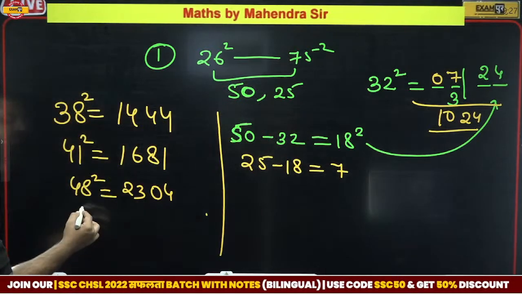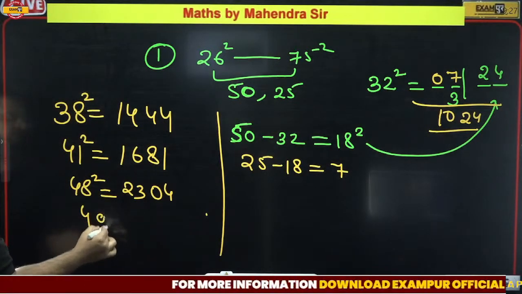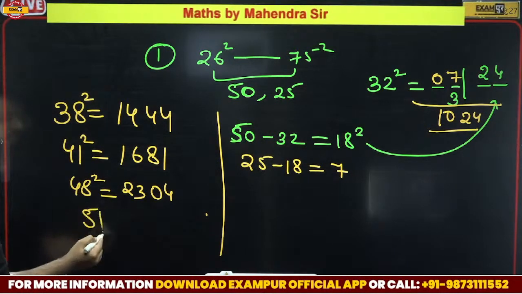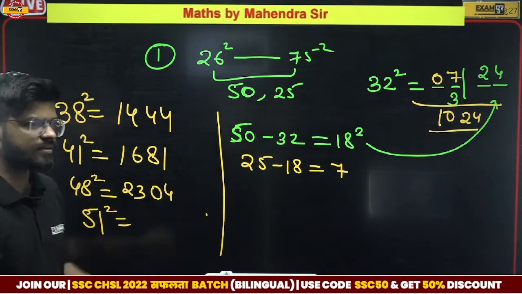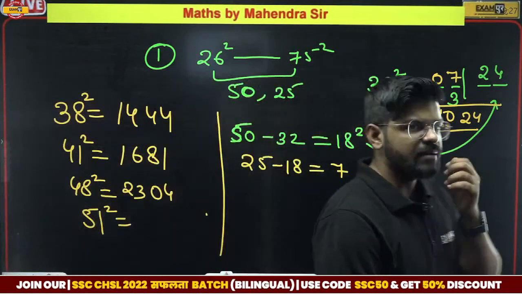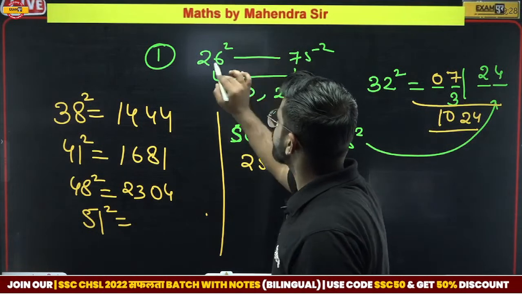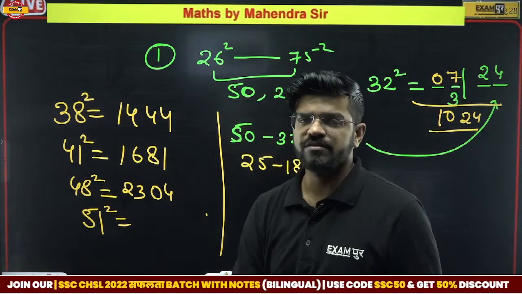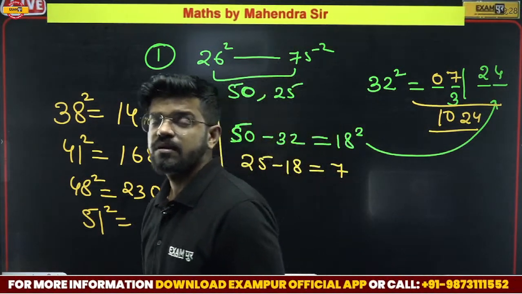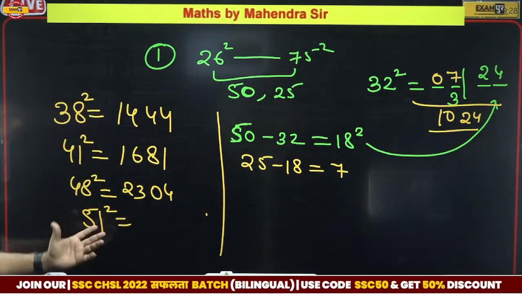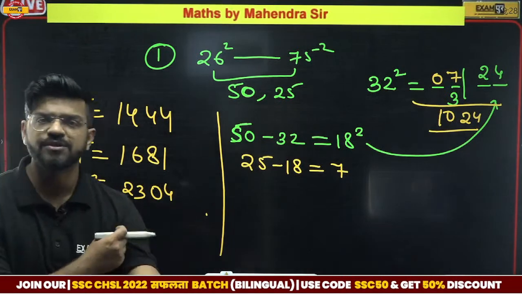Now, last one. Okay, let me change the number. Tell me 51 square. I told you this trick will work from 26 square to 75 square. Very good, Suhan. Very good. Now you have to calculate 51 square.